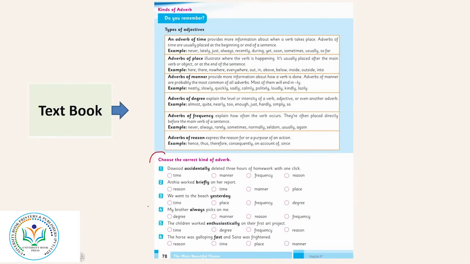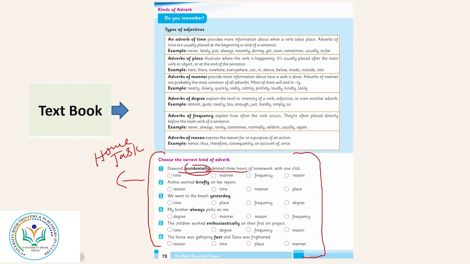So these 6 sentences of this exercise is your home task. We have discussed the types of adverbs in detail with examples. So it will be very easy for you to do this exercise. You have to choose one correct option for each sentence here for the bold letters. Daud accidentally deleted the 3 hours of homework with 1 click. अब आपने ये बताना है कि जो accidentally ये क्या है? एडवर्ब ऑफ टाइम है, मैनर है, फ्रीक्वेंसी और रीजन. इसी तरह आपने बाकी के सेंटेंसेस के लिए भी राइट ऑप्शंस चूज करने हैं.